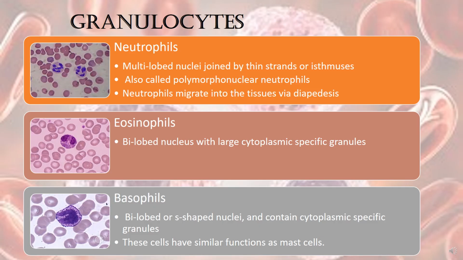Basophils are 12 to 15 µm in diameter, have bilobed or S-shaped nuclei, and contain cytoplasmic-specific granules, 0.5 µm in diameter, that stain blue to purple. The basophilia of the granules is due to the presence of heparin and sulfated glycosaminoglycans. These cells have similar functions as mast cells.